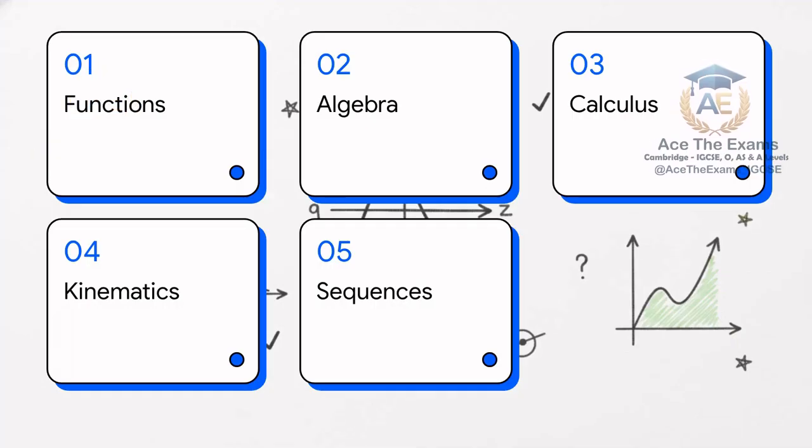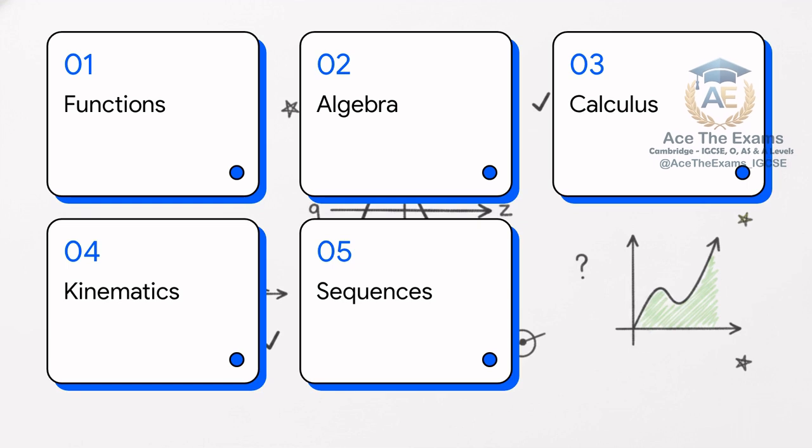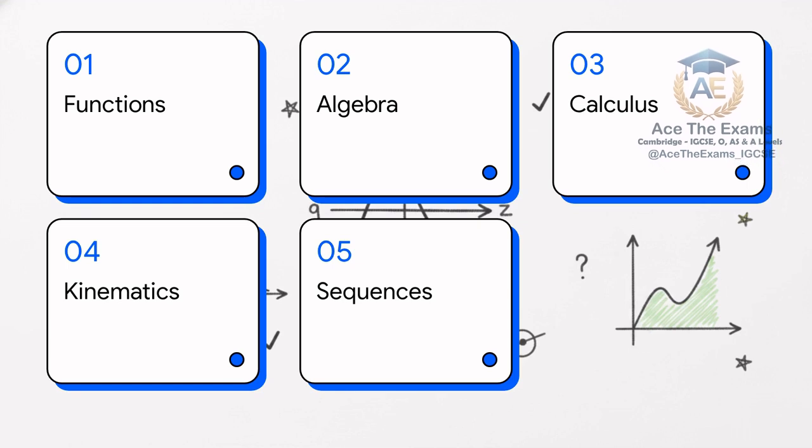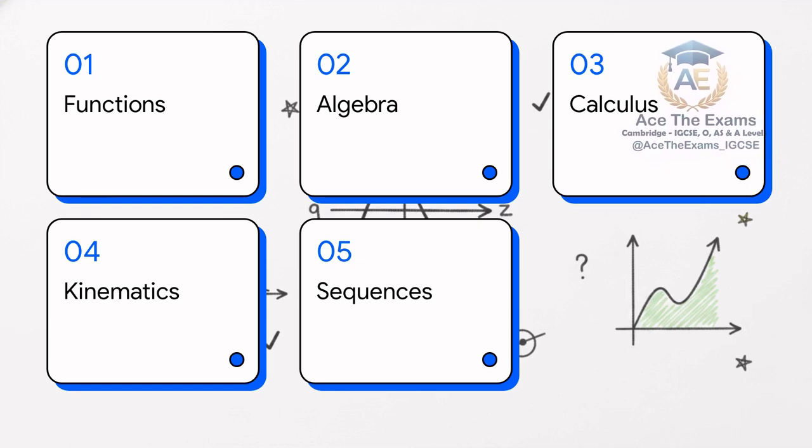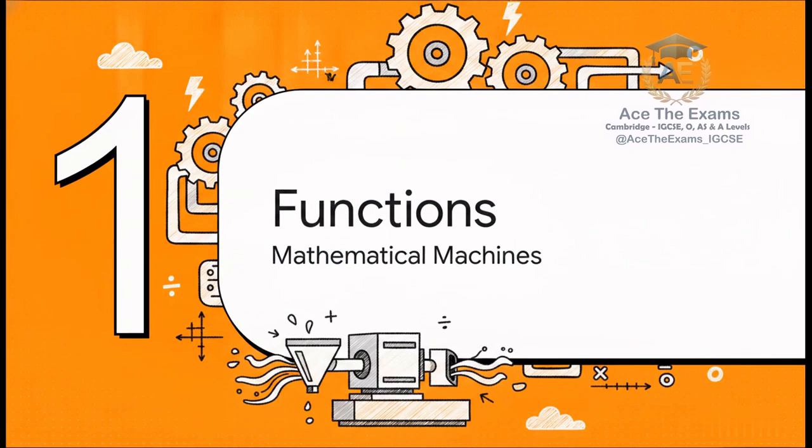Rather than a boring A to Z read-through, we're going to navigate this glossary conceptually. We will move systematically through 5 essential stages: functions, algebra, calculus, kinematics, and finally, sequences. Let's start with Section 1, Functions, the mathematical machines.